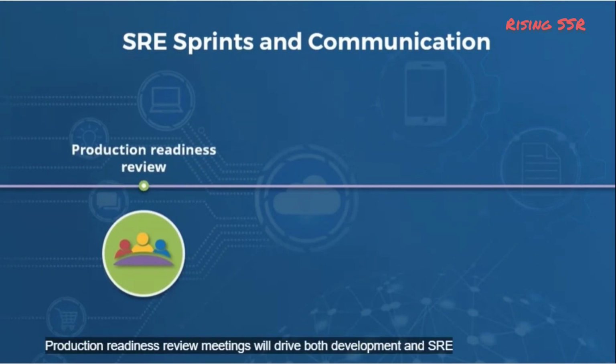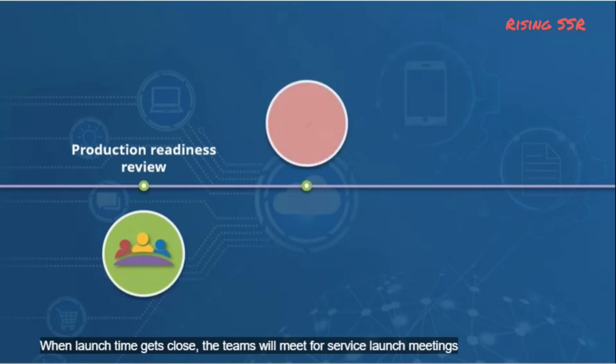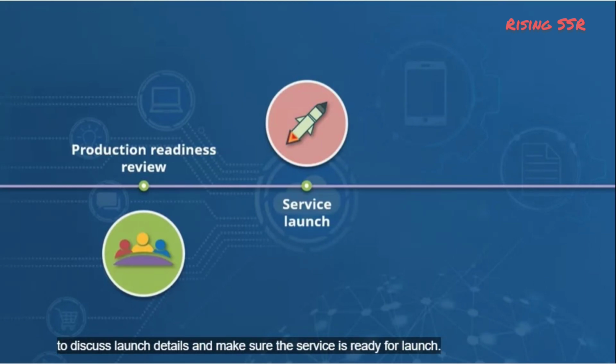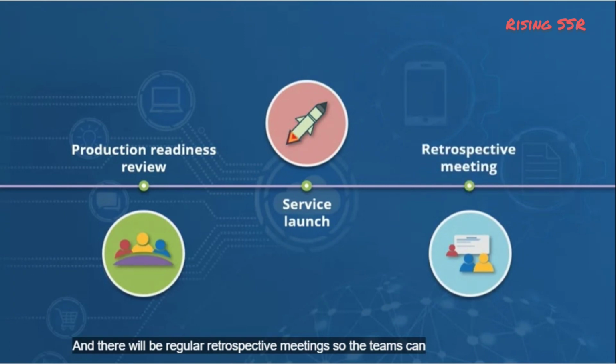Production readiness review meetings will drive both the development and SRE teams toward a shared responsibility for increasing the service's reliability. When launch time gets close, the teams will meet for service launch meetings to discuss launch details and make sure the service is ready for launch. And there will be regular retrospective meetings so the teams can discuss together what went well and what didn't work as well, and actions will be taken to improve. By sharing these common meetings, the SRE team and development team are working toward a common set of goals.